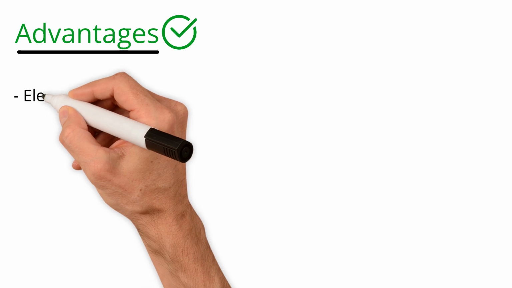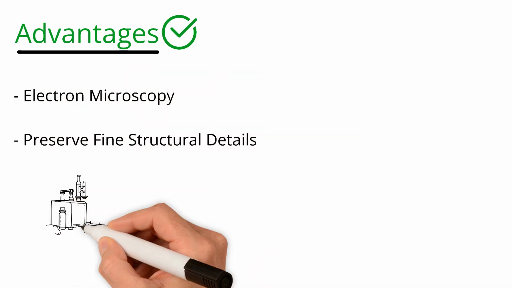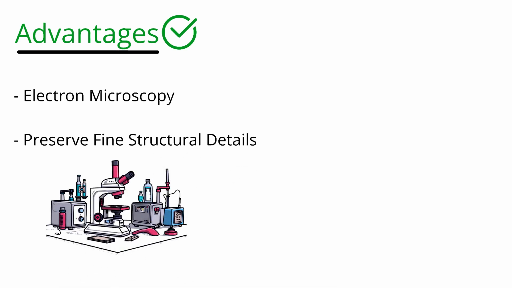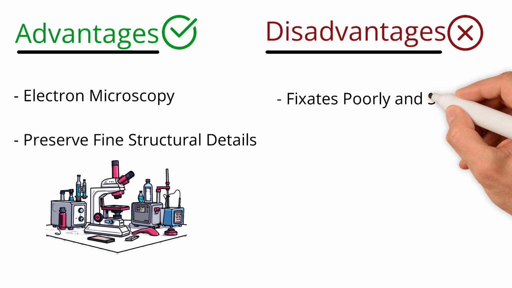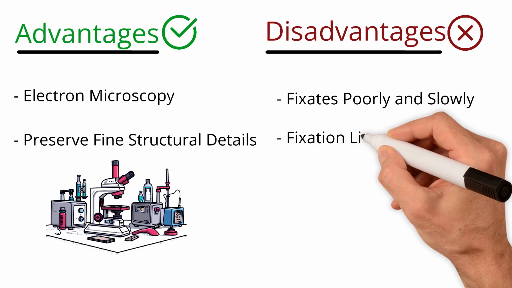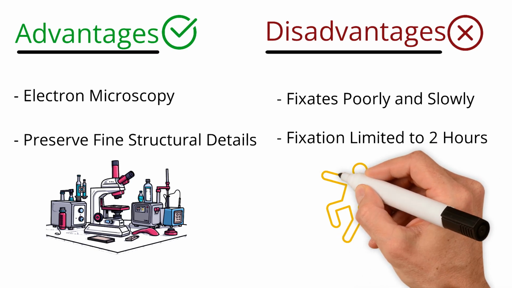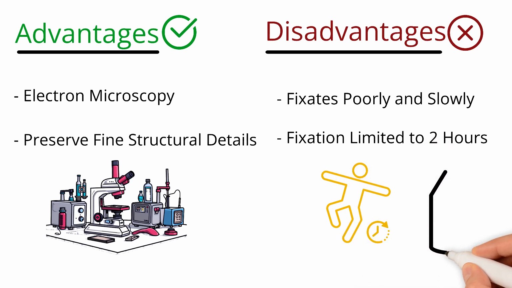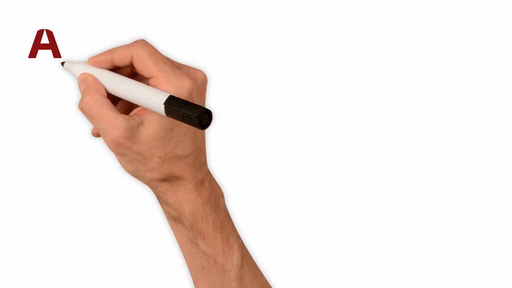Glutaraldehyde is commonly used in electron microscopy because it best preserves fine structural details, but it penetrates poorly and slowly, which is not good because tissue samples must be thin to ensure proper fixation. It can overharden tissue, so fixation should be limited to no more than 2 hours. After that, the tissue should be transferred to a buffer solution to prevent damage until further processing.